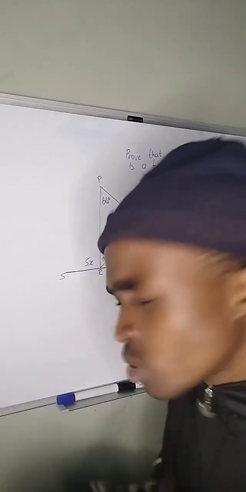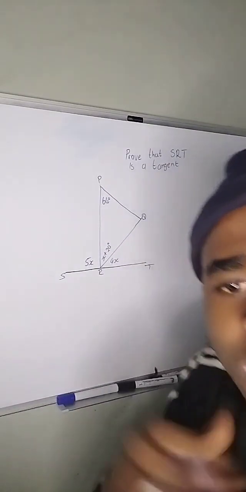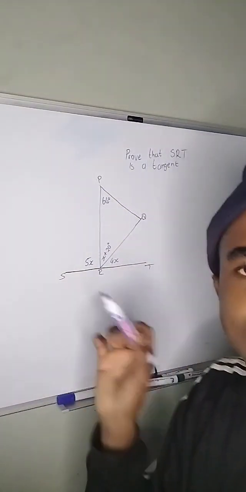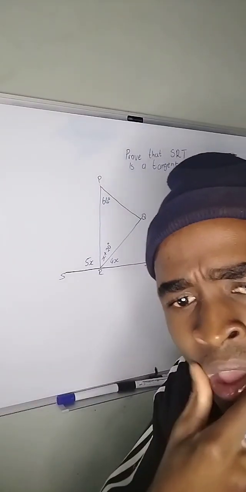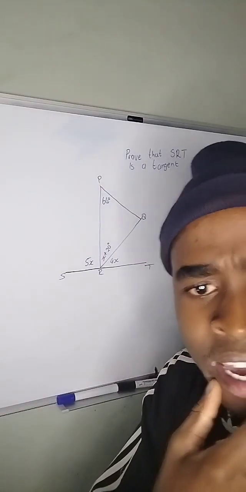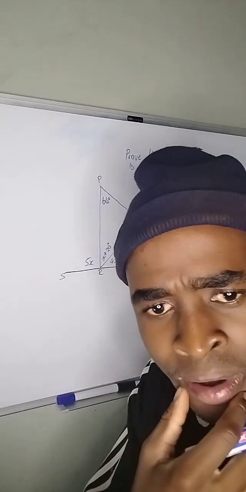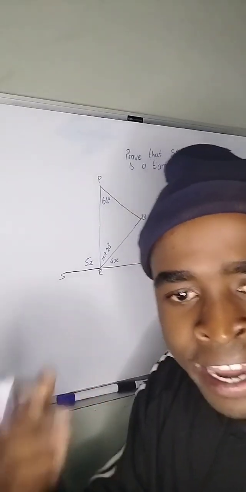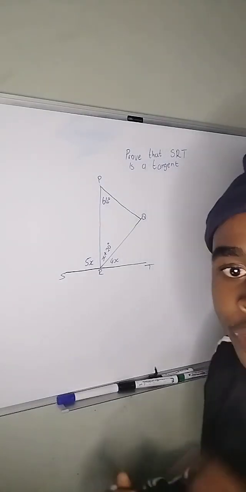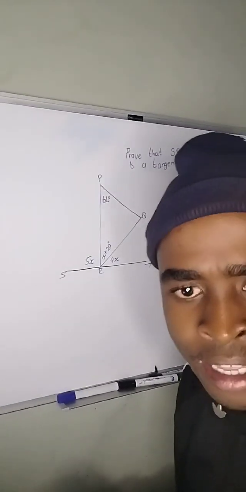On the straight line, what is going on? I don't know, tell me. What is going on with the angles on the straight line? Okay, L, thank you. All right, they add up to 180. Thank you very much.